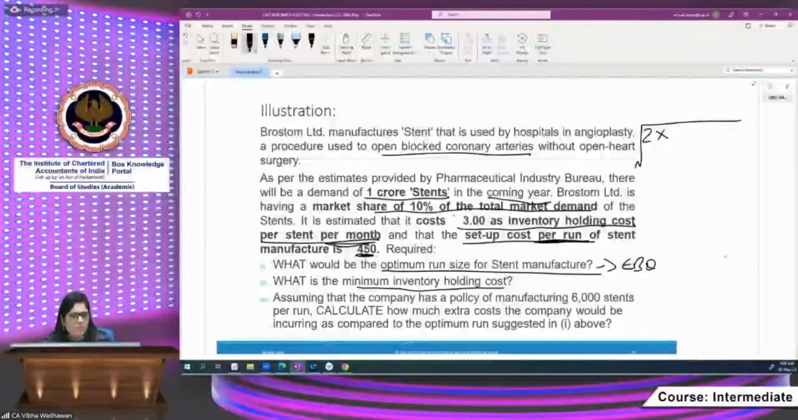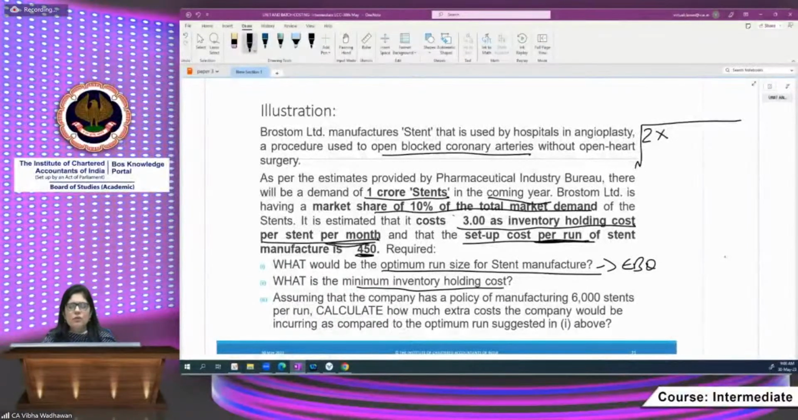How much is the demand I should take? Be very careful. It's 1 crore. Be very careful of the zeros, okay? Can you tell me the annual demand? No answers? Should I calculate then? EBQ, I should have got the answer by now. No answers?